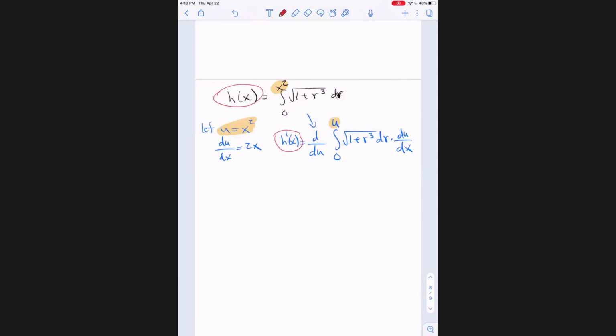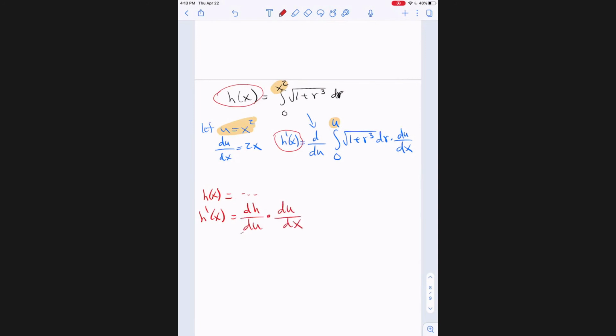If I'm going to take the derivative, instead of taking the derivative with respect to x, I'm going to take the derivative with respect to u, then take the derivative of u with respect to x. So it's the chain rule. If h of x equals something in terms of x, h prime of x is equal to the derivative of h with respect to u, then the derivative of u with respect to x.